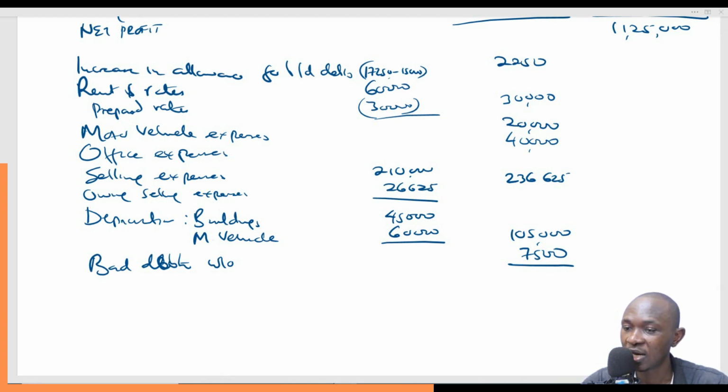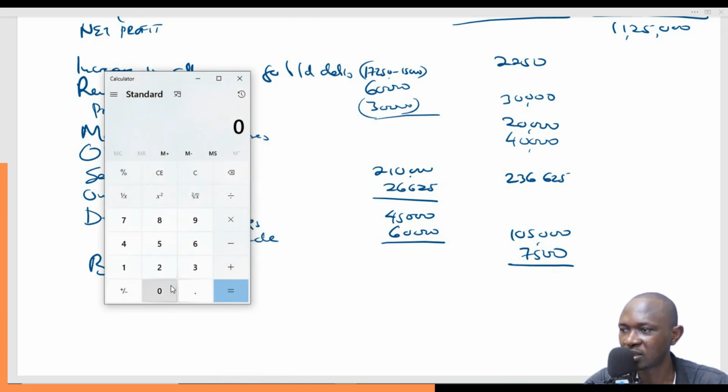So let's go to the calculator and add all these figures here. 2,250 plus 30,000 plus 60,000. I've added 20 plus 40 plus 236,625, plus 105,000, plus 7,500. That gives us 441,375.